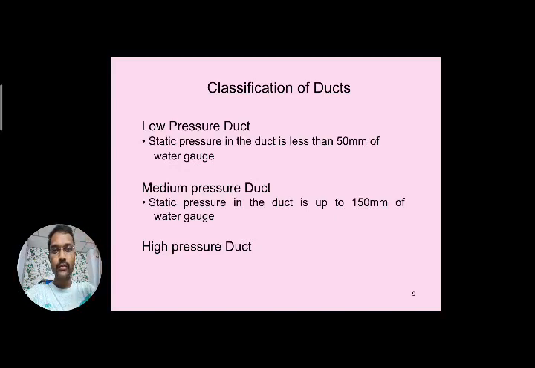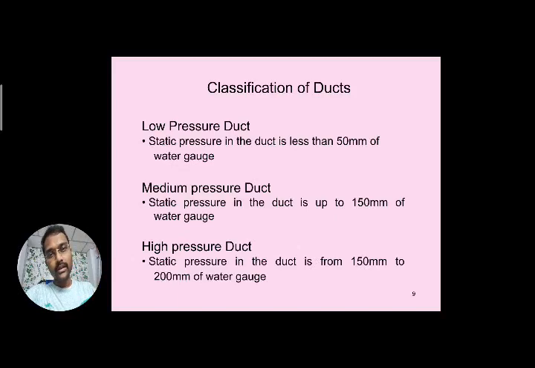If the duct is chosen for medium pressure, that criteria is taken when it is carrying up to 150 mm of water gauge. That quantity of static pressure is required, then we can use these medium pressure ducts. High pressure ducts will be there where it is carrying more than 150 mm, up to 200 mm of water gauge. So this much pressure if it carries, those ducts can be chosen as high pressure ducts. Okay. Low pressure duct, medium pressure duct, and high pressure duct.